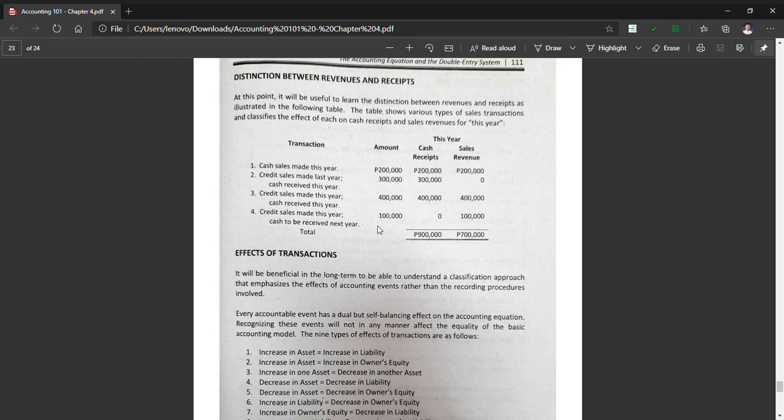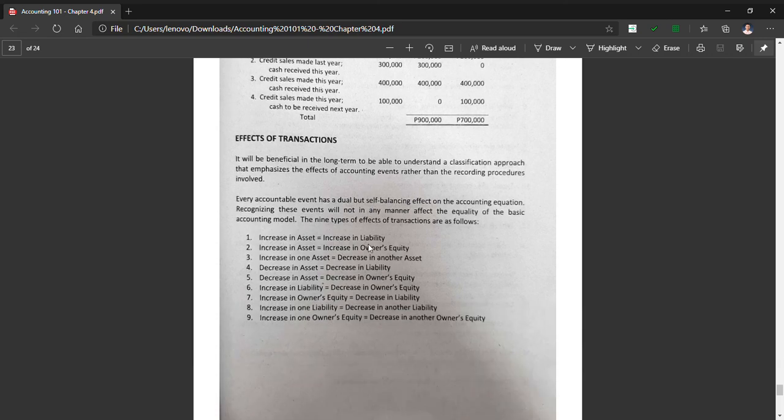Okay, or number 4, credit sales made this year, cash to be received next year. So, meron tayong benta ngayon, this year, pero ang makokollect pa lang natin next year, right? So, in this case, wala tayong ma-record ng cash kasi nga next year pa tayo makaka-receive ng cash. Pero, meron tayong i-record na revenue kasi nga yung sales natin is this year, right? So, yung basis natin ng revenue again is your sales and not your cash.